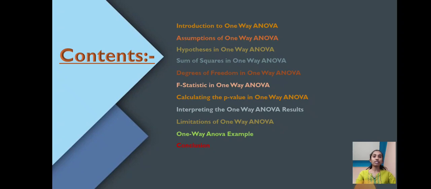This contains: introduction to One-Way ANOVA, assumptions of One-Way ANOVA, hypothesis of One-Way ANOVA, sum of squares in One-Way ANOVA, degrees of freedom in One-Way ANOVA, F statistics in One-Way ANOVA, calculating the p-value in One-Way ANOVA, interpreting the One-Way ANOVA results, limitations of One-Way ANOVA, examples of One-Way ANOVA, and lastly the conclusion. Let us see one by one.